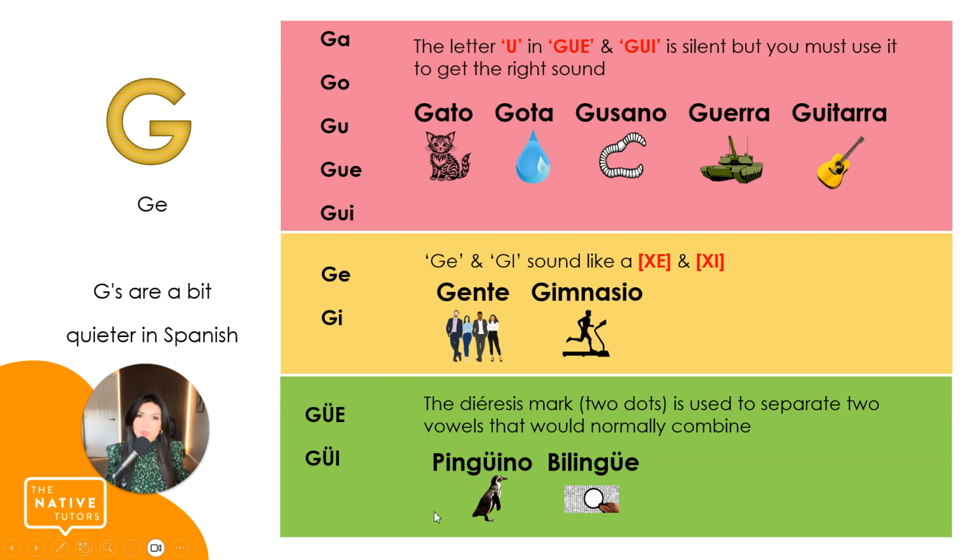So let's try and read this word. Repeat with me. Repite conmigo. Pingüino. Bilingüe. So you do pronounce the U here. Just when you see these two dots, it's very rare that we come across them, but there are some words that require this. So now you know, if you see them, that's the way you should pronounce them.